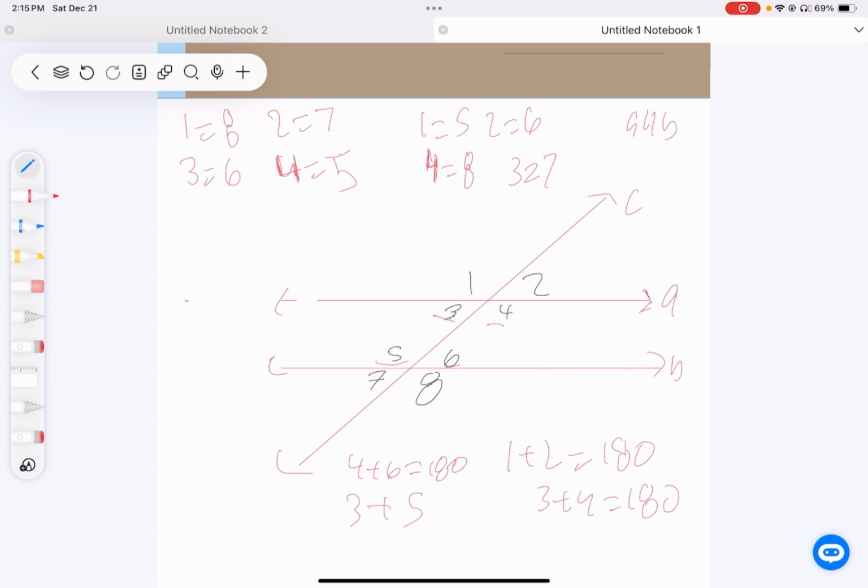So with these concepts, you can kind of use on the ACT since the concept of parallel lines being crossed with the transversal is often tested, whether it's tested for congruency or if it's tested to find angle measures, etc.